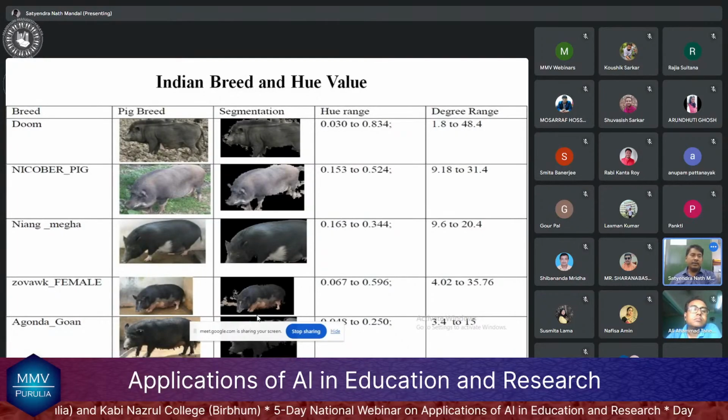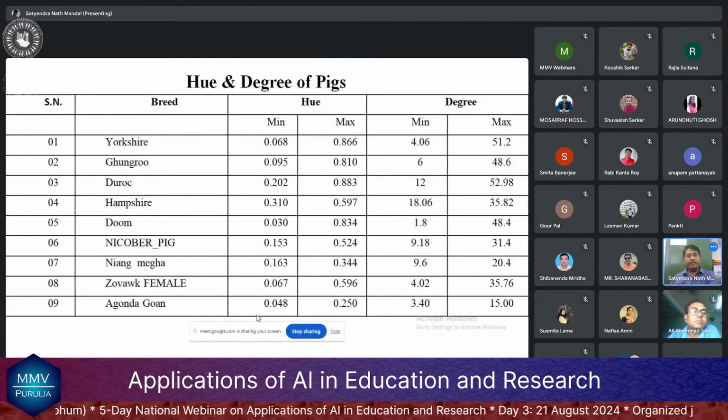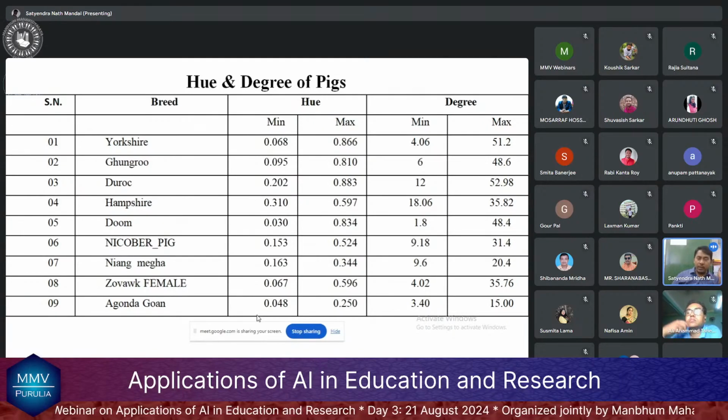These are the values for breeds such as Nicobari and others. If we look at the maximum, minimum, and all values, then within the range we can identify their breed.